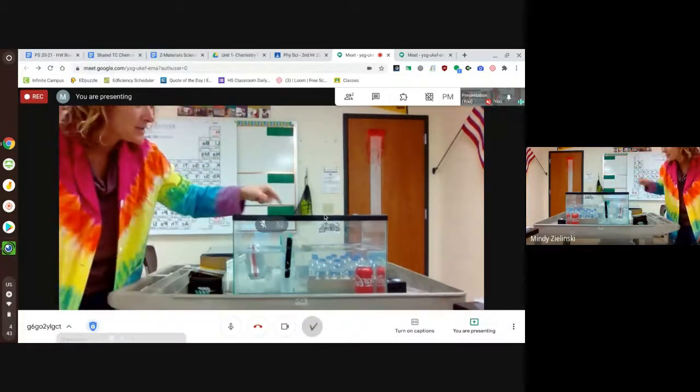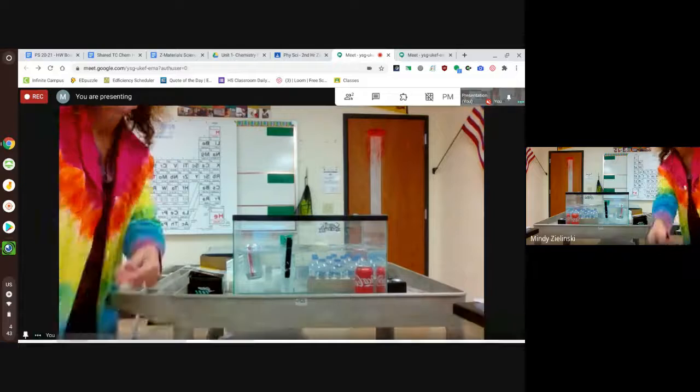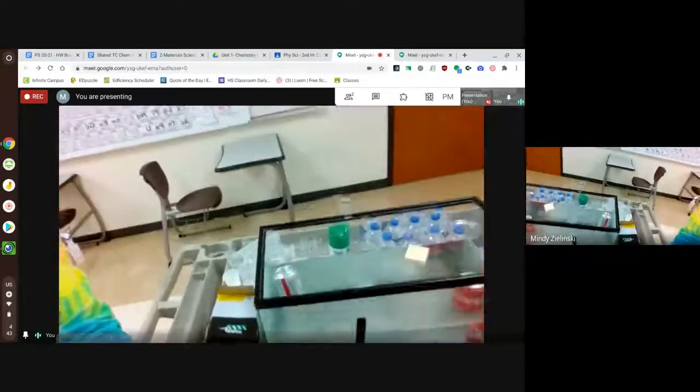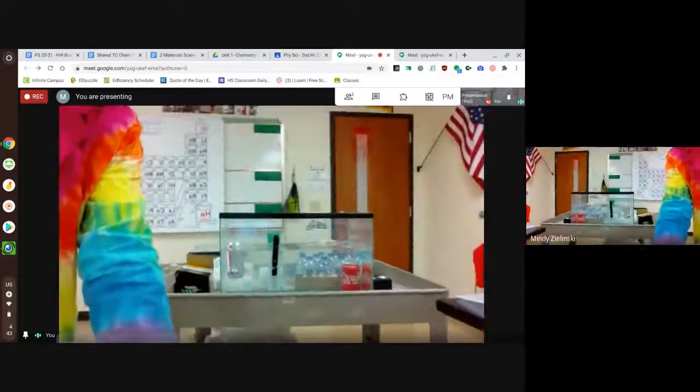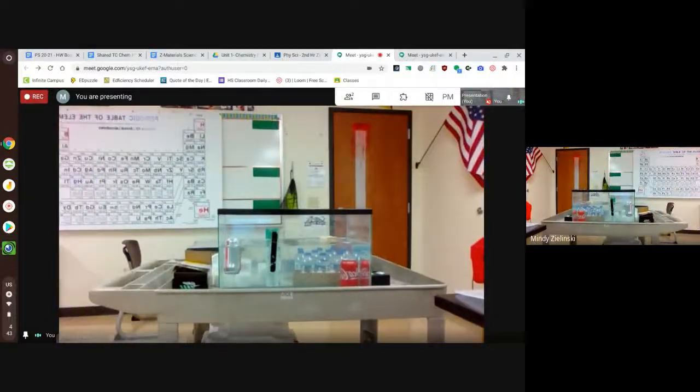All right, so here we go. Wooden block. It is definitely floating there on top, right? So hopefully when you did your calculations, you ended up with a density that's less than 1. If you didn't, then something might be off with your calculations. So go back and check.